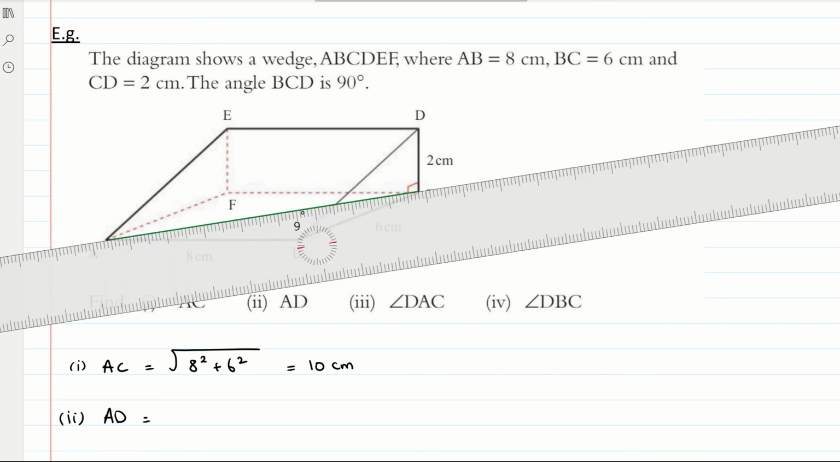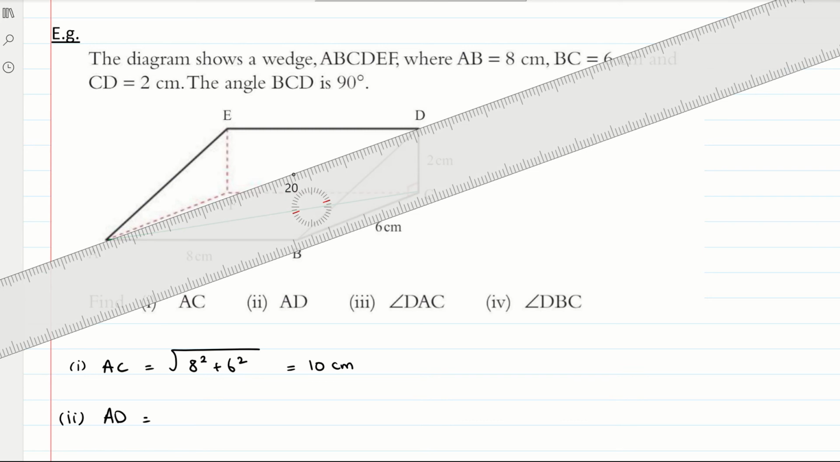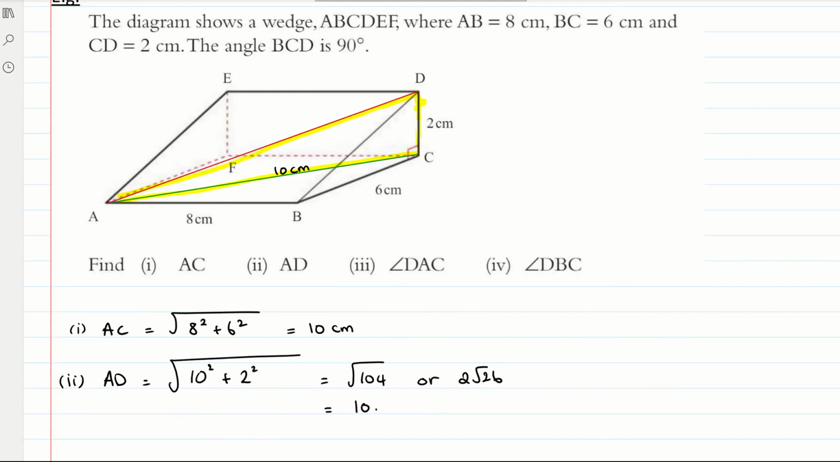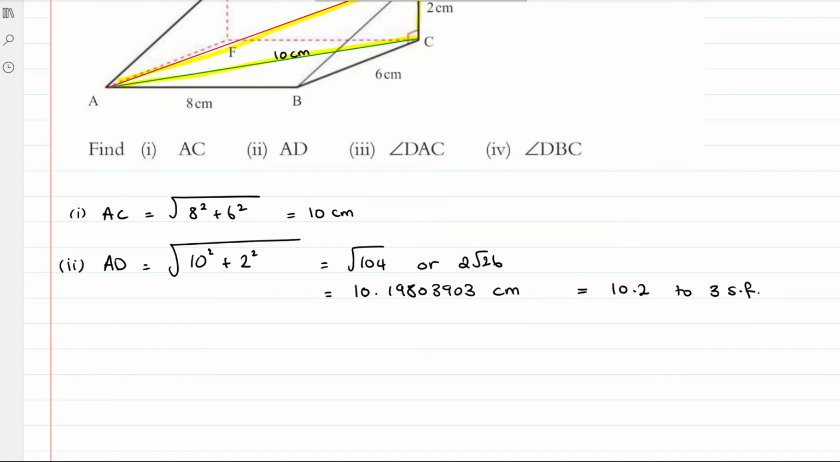Part 2 says find AD. And again, I'm going to draw that in from A to D. And you can see that I have a right-angled triangle, 10 centimeters and 2 centimeters. So AD is the square root of 10 squared plus 2 squared, and it gives you the square root of 104, or 2 root 26. Or you can use the long answer 10.19803903 centimeters, and of course I will round my final answer to 3 significant figures. Usually for lengths and distance it's 3 significant figures, and for angles it's 1 decimal place.